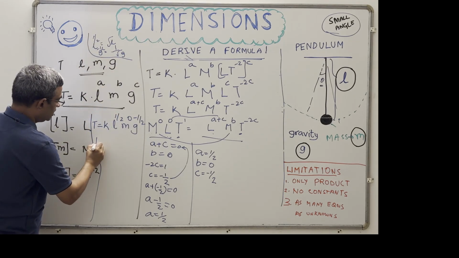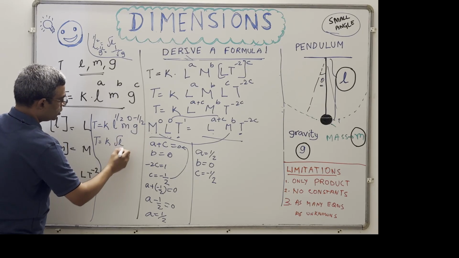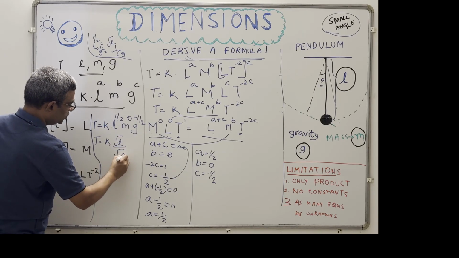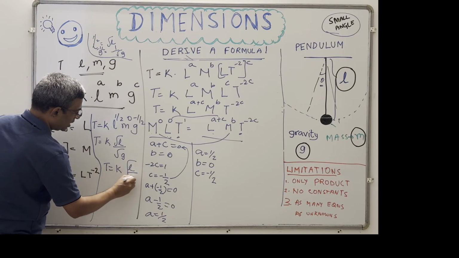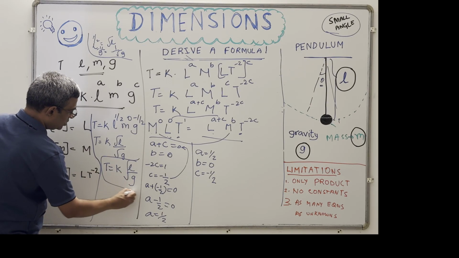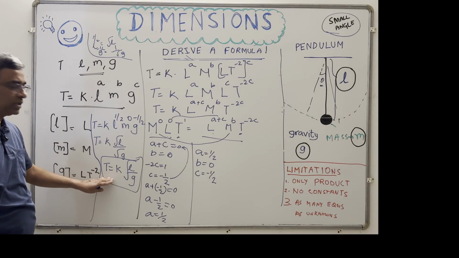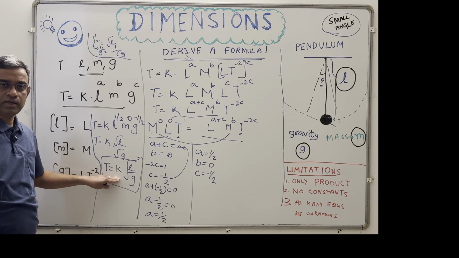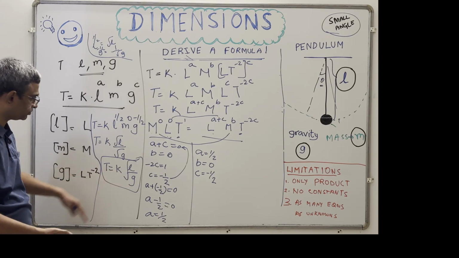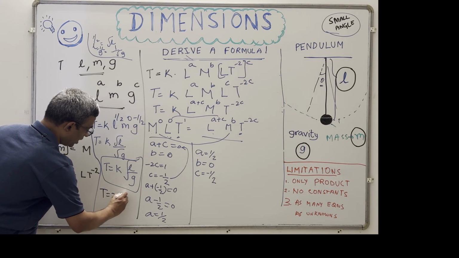So we write it here. T is equal to k root L, m power 0 is 1, by root g, or T is equal to k into root of L by g. So the time period of a pendulum is k root L by g. Now we don't know k, but using experiments people have found out it is 2 pi. So T is equal to 2 pi root L by g.